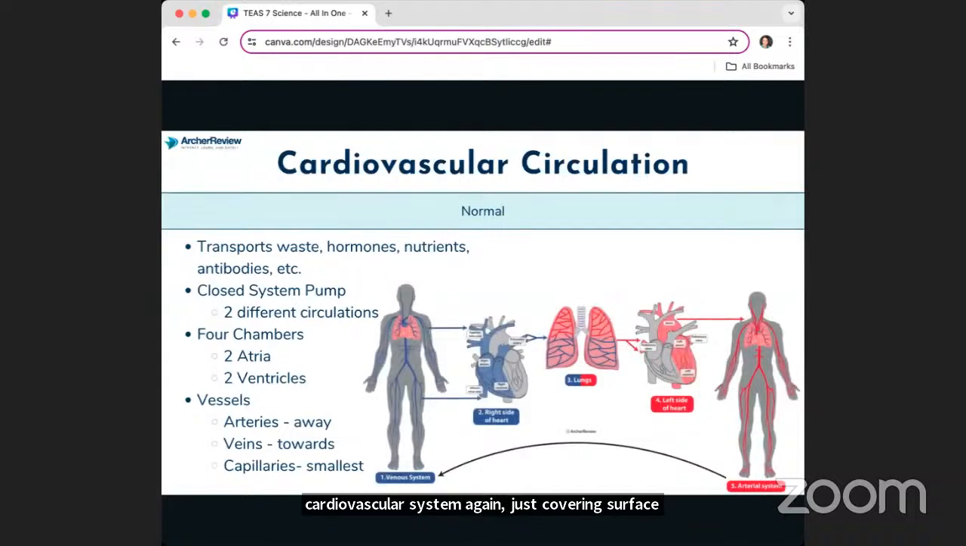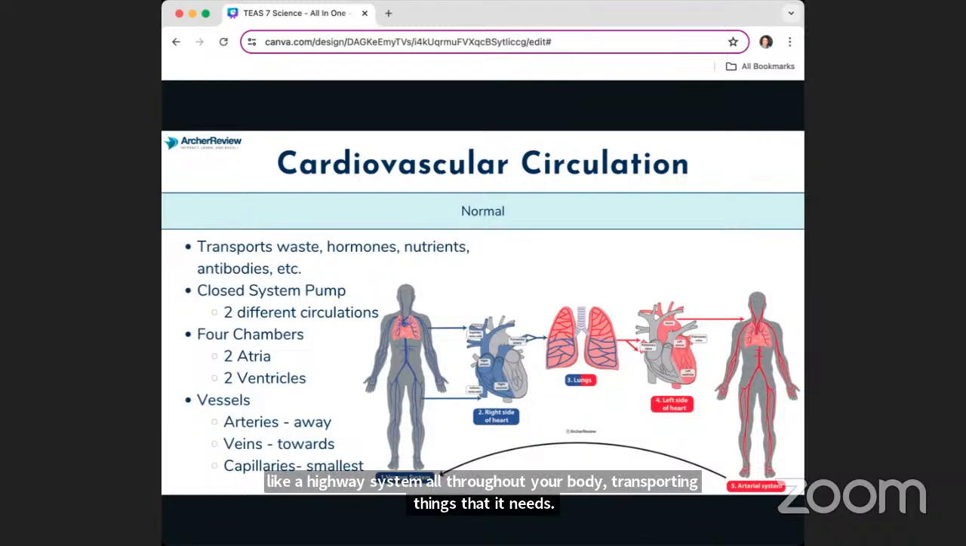Within the cardiovascular circulation, the whole point of that circulation is to transport waste, hormones, nutrients, and antibodies, etc., all throughout the body. So think of the cardiovascular system like a transportation system, like a highway system, all throughout your body, transporting things that it needs and things that it doesn't need, like waste.